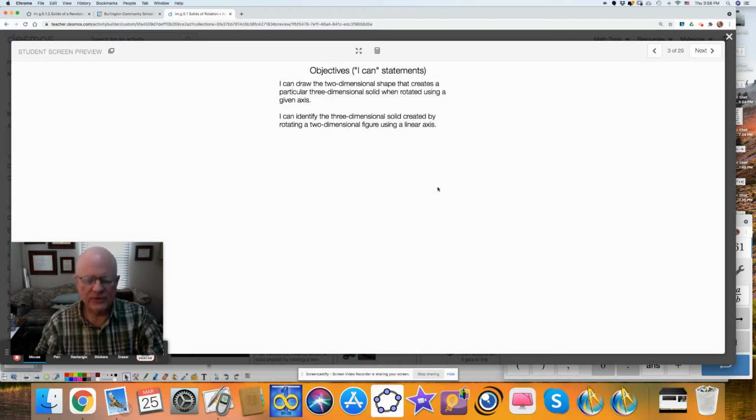So for example, if I have a two-dimensional piece of paper here, length and width, and if I rotate it around this axis, what kind of shape is that? Or maybe I did it really, really fast. You can see it. I don't know if you can see it, but it looks like a cylinder. Anyway, that would be what we're going to be doing today.